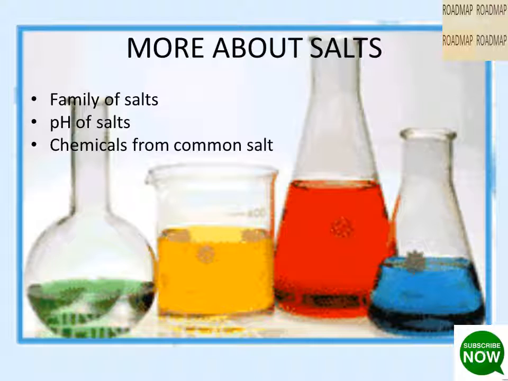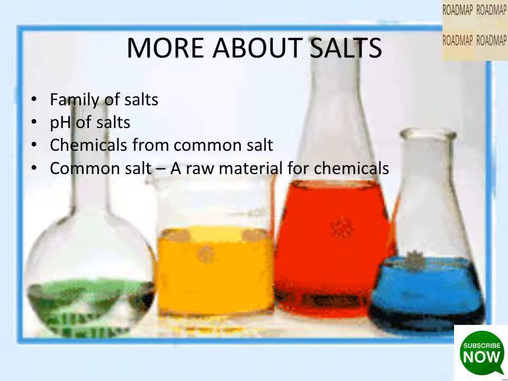Common salt, a raw material for chemicals. The common salt obtained is an important raw material for various materials of daily use such as sodium hydroxide, baking soda, washing soda, bleaching powder, and many more. Coming to sodium hydroxide. When electricity is passed through an aqueous solution of sodium chloride, it decomposes to form sodium hydroxide, and this process is called the chlor-alkali process because of the products formed: chlor for chlorine and alkali for sodium hydroxide. Chlorine gas is given off at the anode and hydrogen gas at the cathode. So this is about sodium hydroxide.